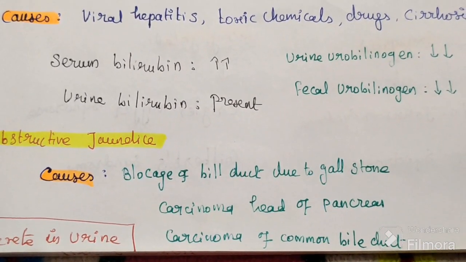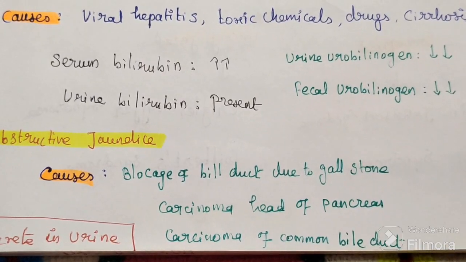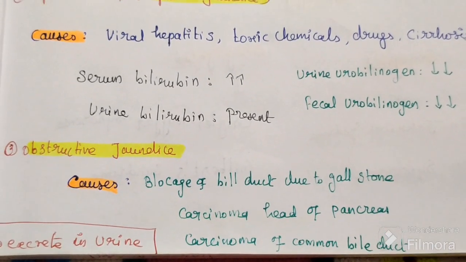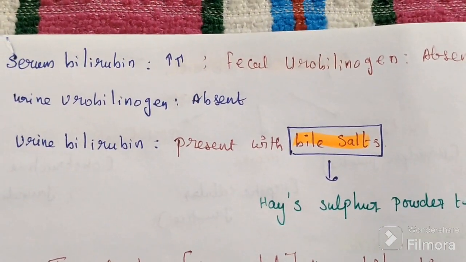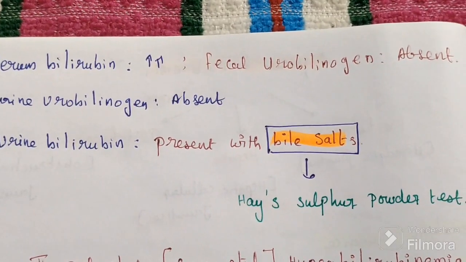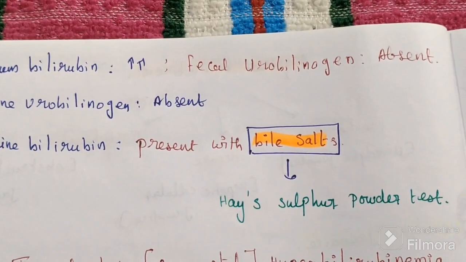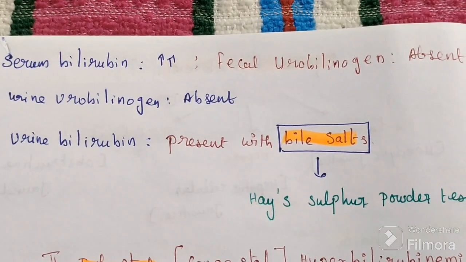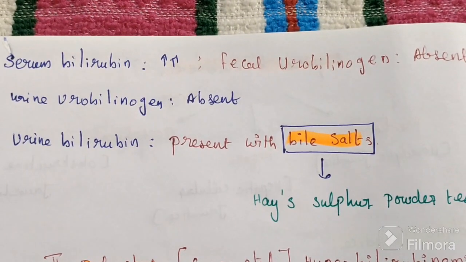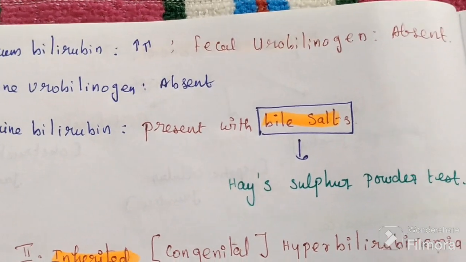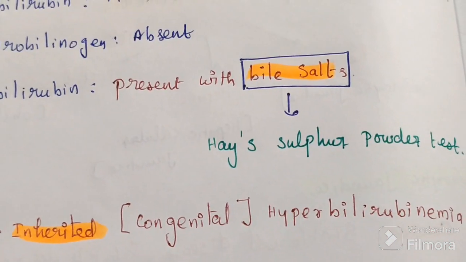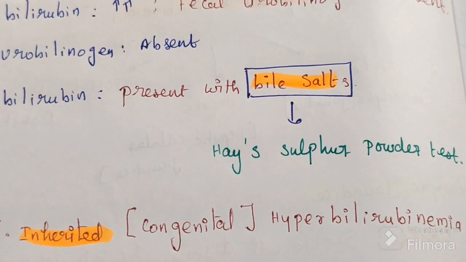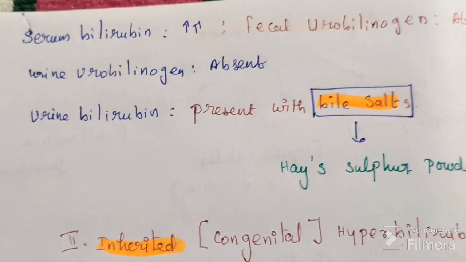The third one is obstructive jaundice, caused by blockage of the bile duct due to gallstone, carcinoma of the head of pancreas, or carcinoma of the common bile duct. In this condition, urine bilirubin level increases, fecal urobilinogen is absent, and urine urobilinogen is also absent. Urine bilirubin is present with bile salt.